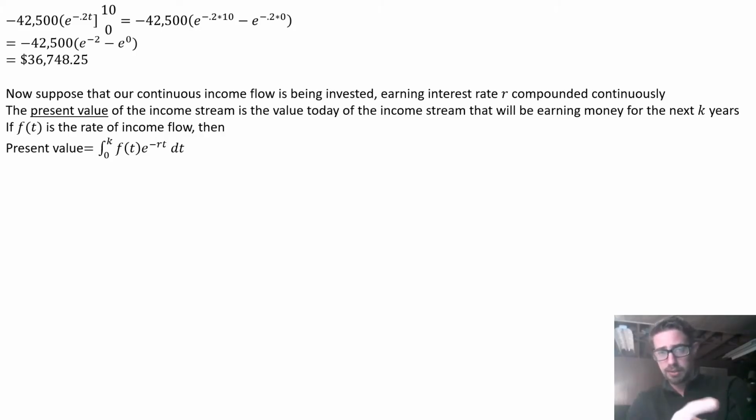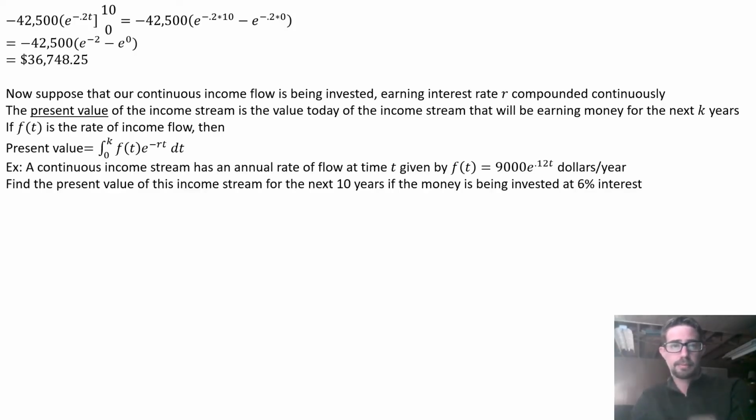So there is a t inside the integrand, so we may write that inside that exponent, so we may have to do some kind of a substitution or something on it. So here's an example. Okay, we have another continuous income stream. It has an annual rate of flow given by f of t equals 9,000 times e to the 0.12t dollars per year. So that's still an exponential with a little small number next to the t.